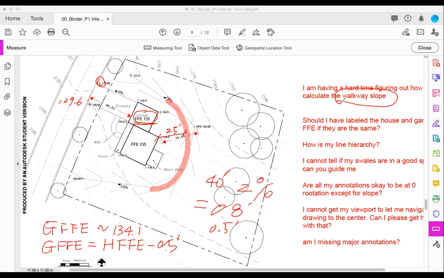Should I have labeled the house and the garage? Yes, definitely. You should label both of them, even if they're at the same elevation. Your line hierarchy right now, I don't think it has enough hierarchy yet, but I would worry about that next week. I would focus on the grading solution at this point.